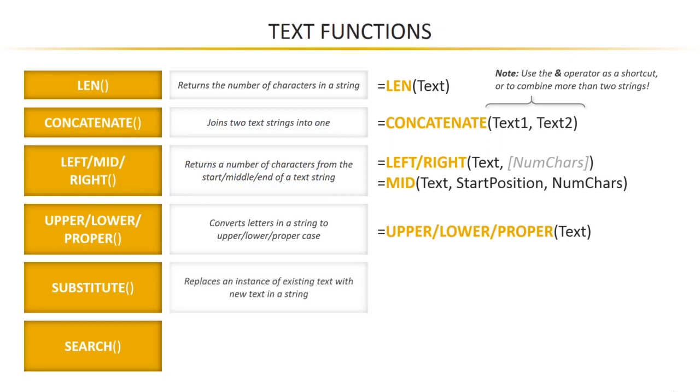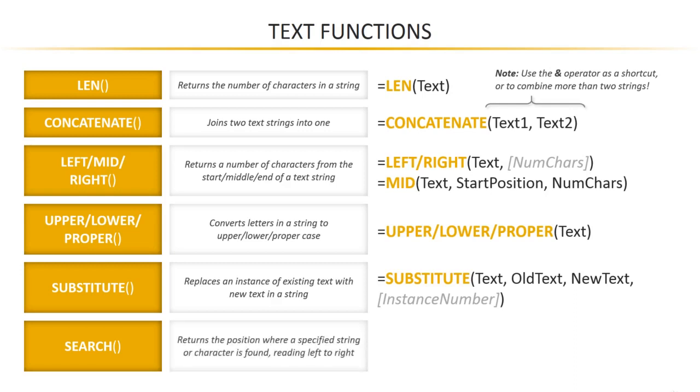Then substitute, this one's kind of fun. You can replace an instance of existing text with any new text that you choose within a string. So this one has a few more arguments here. You start by pointing to a text column. You indicate the old text, or the text that currently exists within that string. And then the new text is what you want to replace that with. And then you also have this fourth optional argument for instance number, where you can tell Power BI, okay, I want to substitute my underscores with a dash, but I want to skip the first one. In that case, you can specifically target only the second underscore, or only the third or fourth. So a lot of flexibility with that substitute function.